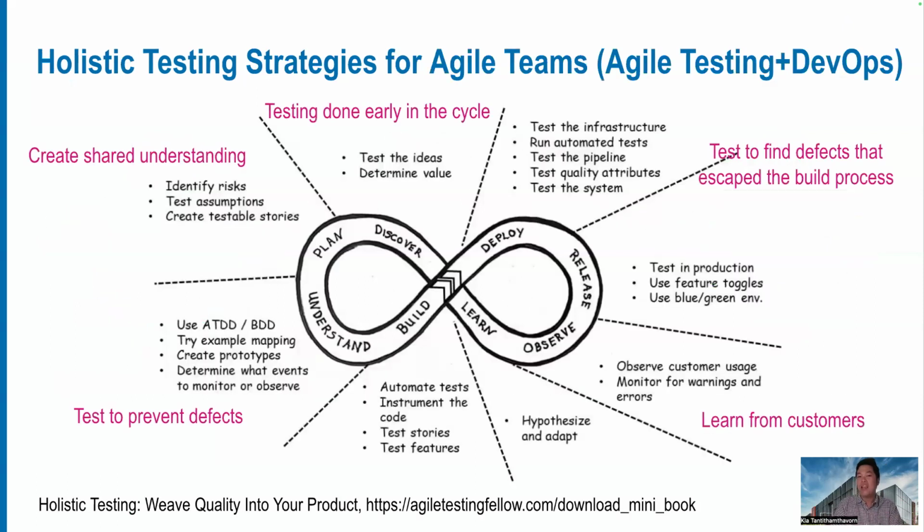Holistic testing. How can we combine agile and DevOps together throughout the process? That means we use DevOps testing, but we make it agile as well. Okay, the concept. Let's try to understand this one together. Testing is done early in the cycle.